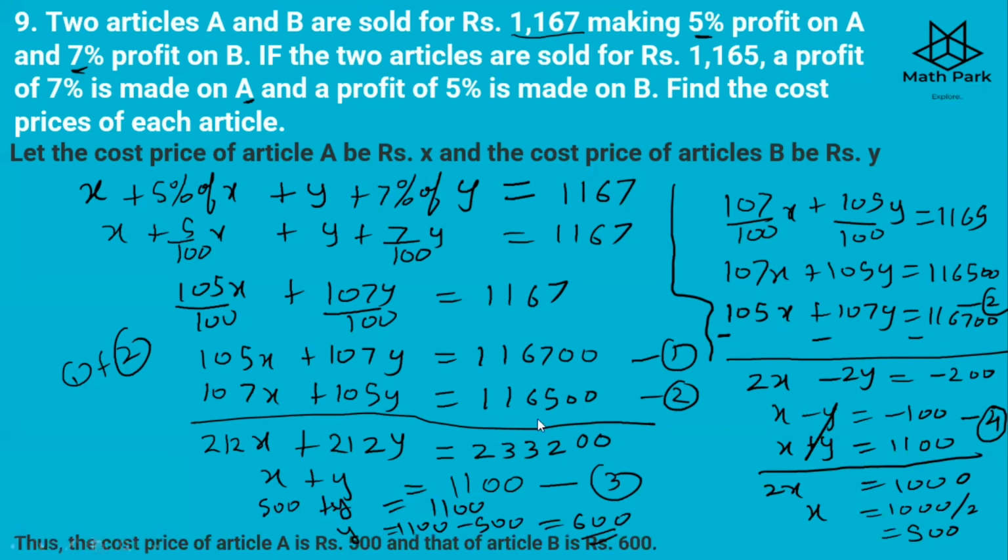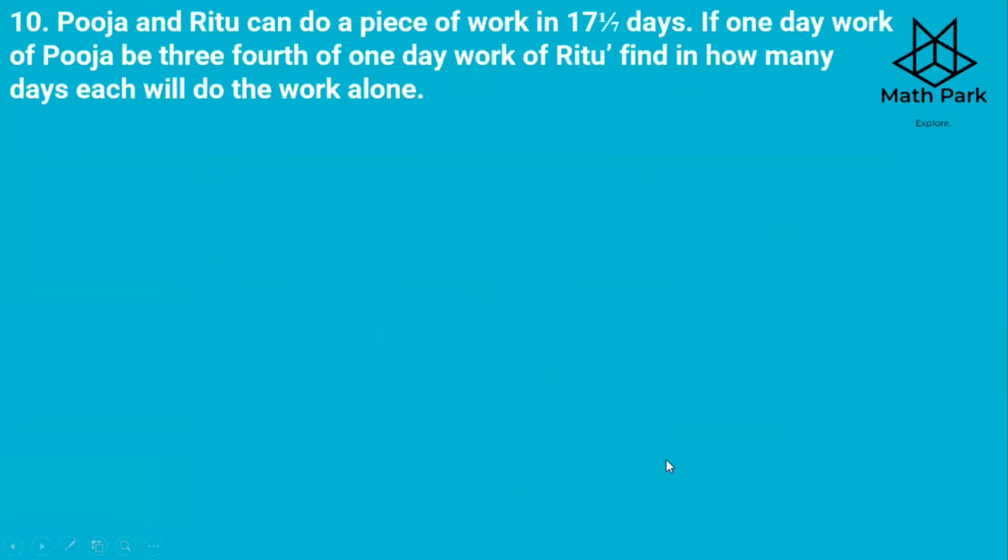Got it? Please solve it in the proper order. Take a pen and paper when you are watching this video. The last question of this exercise: Pooja and Ritu can do a piece of work. Recall the video on time and work which you have already done, because that concept is very much required over here. Pooja and Ritu can do a piece of work in 17 1/7 days.